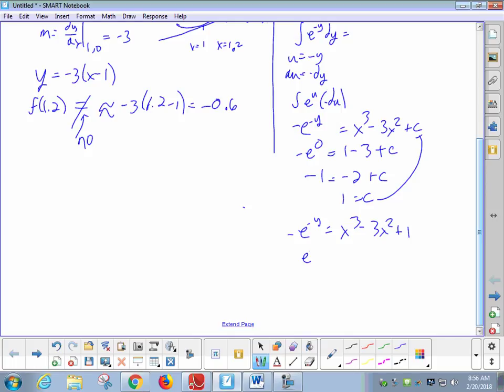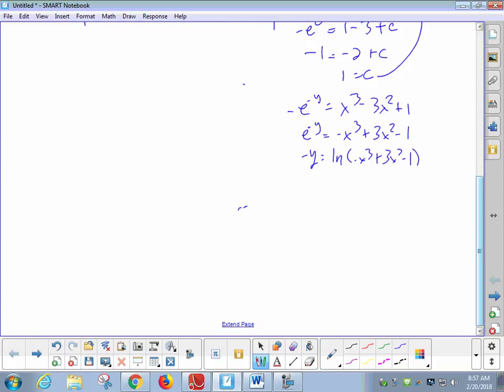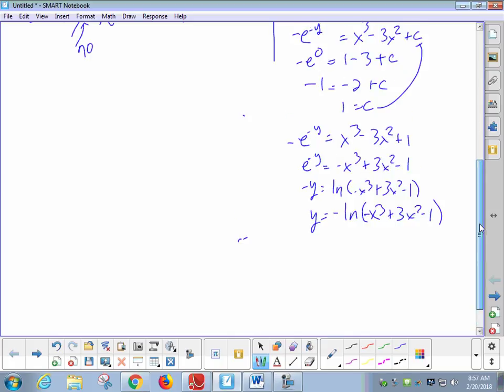The first negative is no big deal. I could divide out a negative, and that's fine. Then, to solve for y, what's the inverse of exponential, Alex? Natural log. So negative y equals natural log of, no absolute value. That's a different case. That's when you integrate, where that absolute value pops up. So y is the negative natural log of negative x cubed plus 3x squared minus 1.